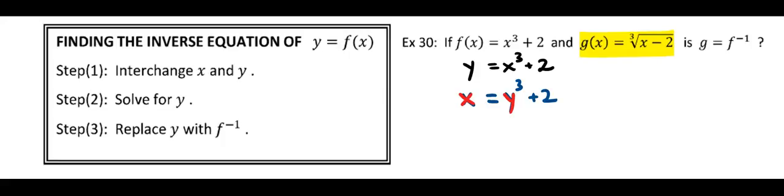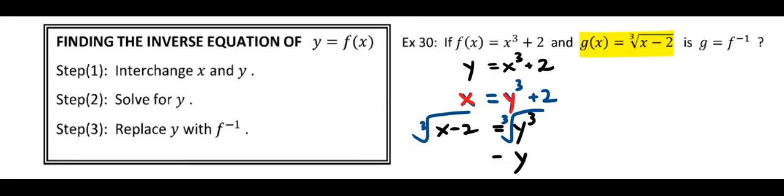So if we do this, we would have to subtract 2 from both sides. So that will leave us with x minus 2 on the left equals y cubed on the right. And if we're going to solve for y completely, we'd have to take the cube root of both sides. So if I do that, this will leave me with y on the right, and we would get the cube root of x minus 2.